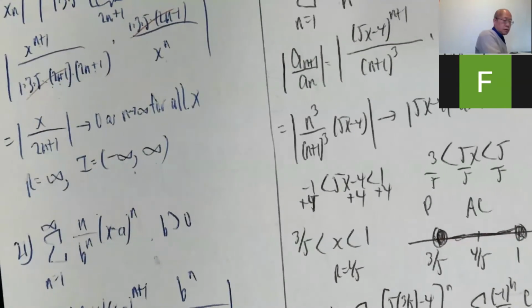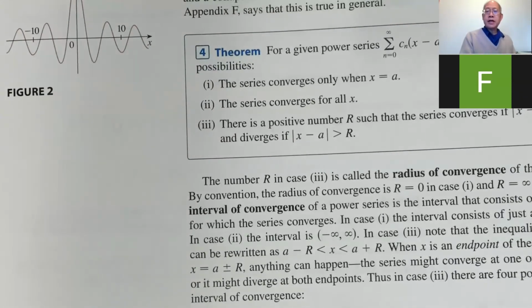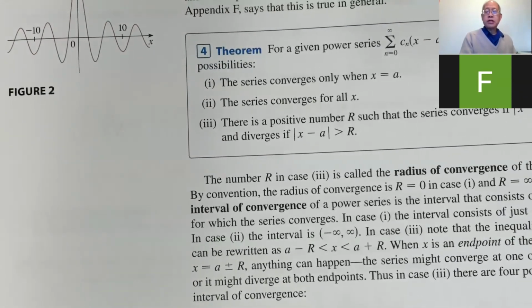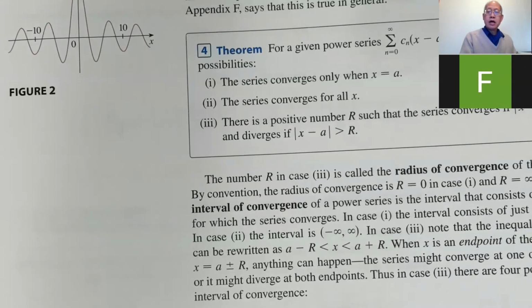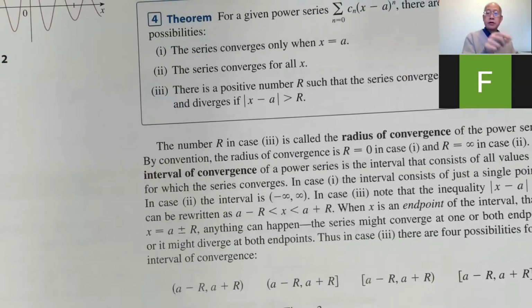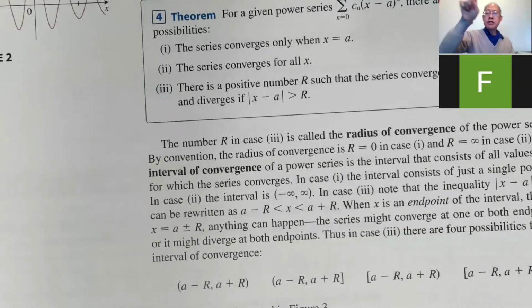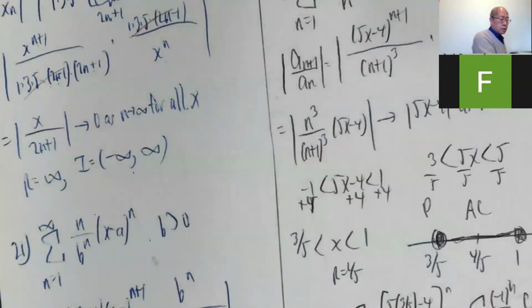So, case 1, convergence only at the center. Case 2, convergence for all real numbers. We've seen that. But the most normal case is 3. You have convergence on an interval, right? So in between, absolute convergence. The two outsides, divergence, and you check the two endpoints separately.